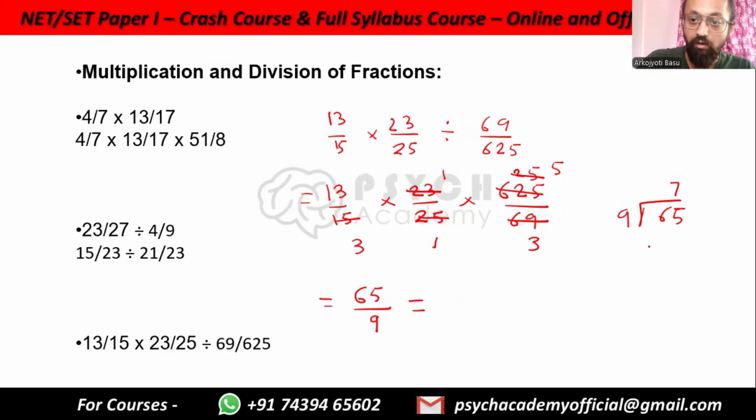9 7s are 63. We have 2, that is take 7 as the integer, 2 remainder as the numerator, 7 2 by 9. See, denominators are same. So now that we have covered multiplication, division, addition and subtraction, we are now ready to move on to the sums.